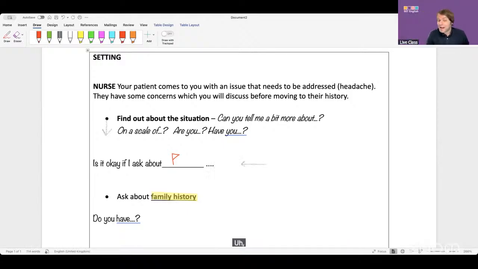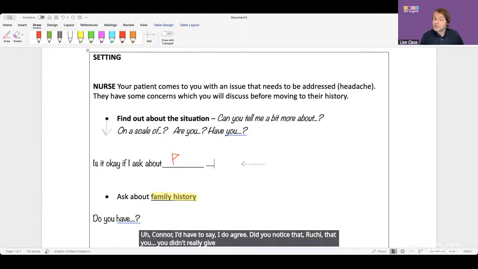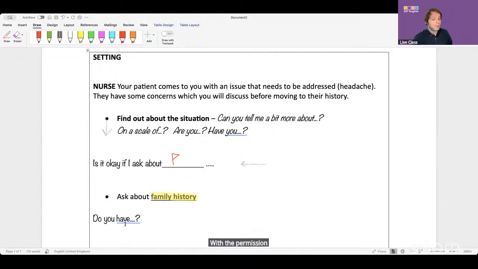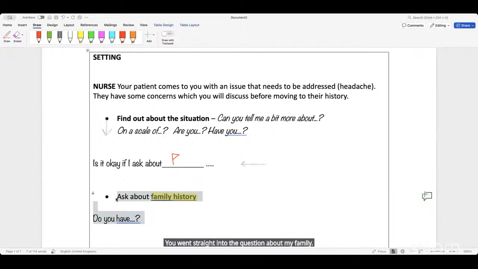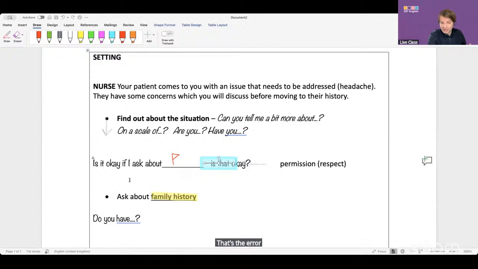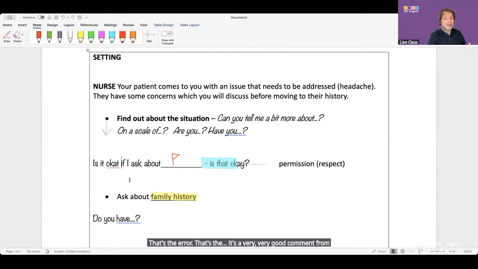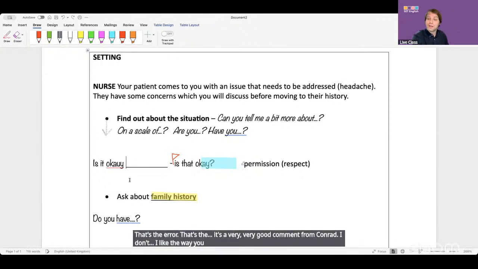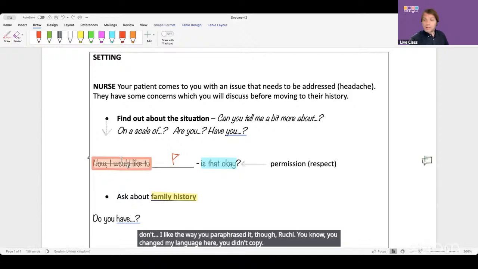Conrad, I have to say, I do agree. Did you notice that, Ruchi, that you didn't really give me a chance to say yes or no with the permission? You went straight into the question about my family, right? So that's the error. It's a very good comment from Conrad. I like the way you paraphrased it though, Ruchi. You changed my language here. You didn't copy. That's good.